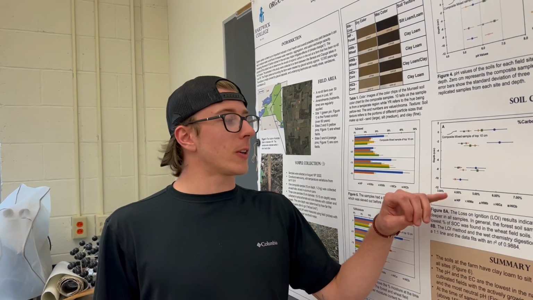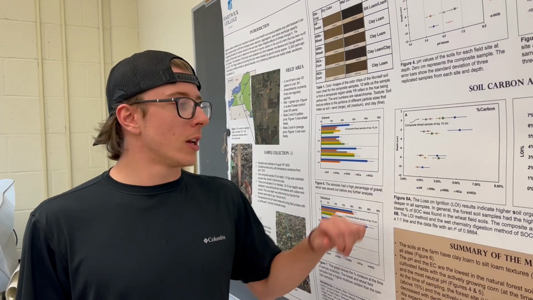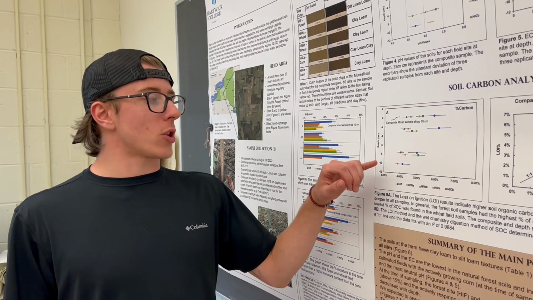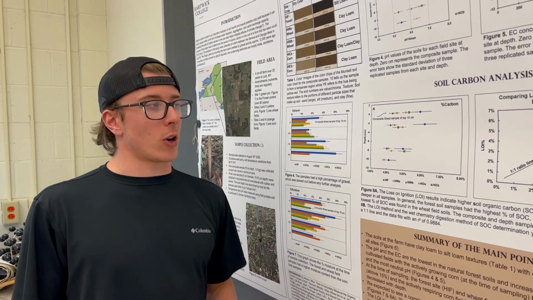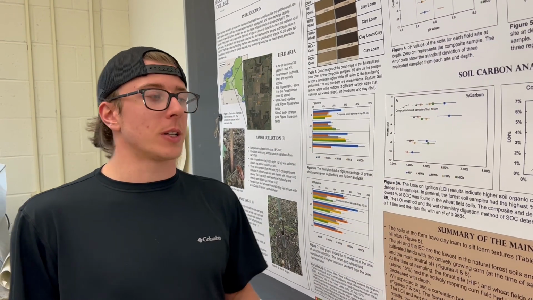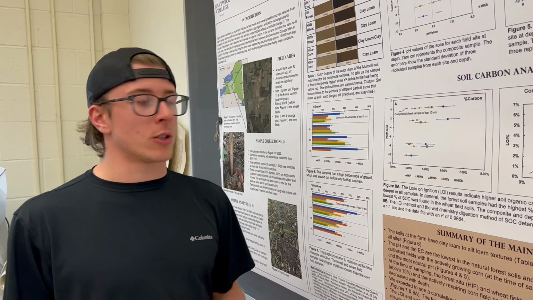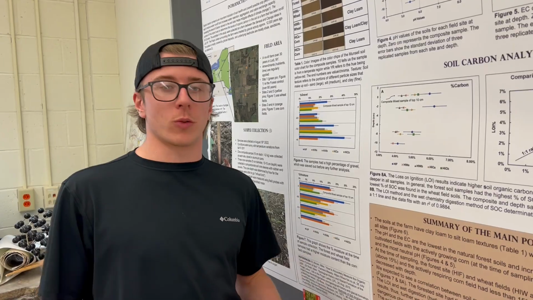The other significant thing to look at with this graph is that as we increase in depth, we don't see a very sharp decrease of the percentage of carbon, which means that with the soil horizons being undisturbed and not being tilled, we're allowing some of the carbon to stay in the soil and not be lost to erosion or other environmental factors.